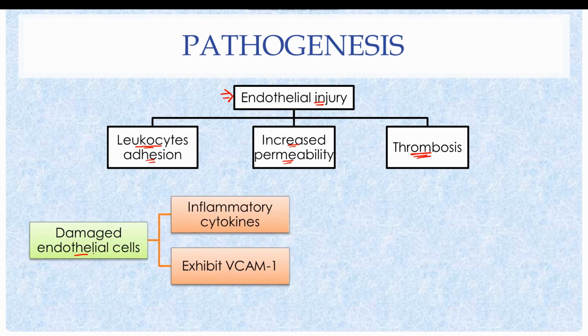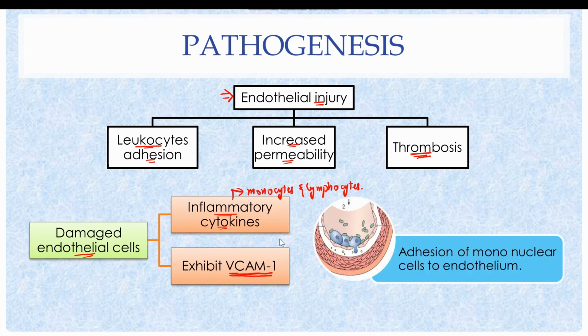So the damaged endothelial cells first of all release certain inflammatory mediators which recruit inflammatory cells such as monocytes and lymphocytes to the site, and these inflammatory cells attach to the damaged endothelial cells through a specific protein known as vascular cell adhesion molecule 1, or simply VCAM1. This VCAM1 protein is recognized by the monocytes, and it causes the adhesion of mononuclear cells to the endothelium. So this is a damaged endothelium which releases the inflammatory mediators, resulting in the recruitment of monocytes and lymphocytes which attach to the endothelial cells.